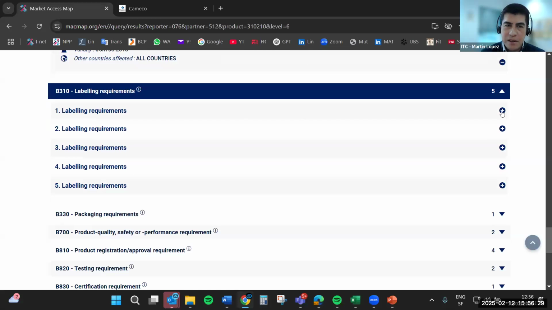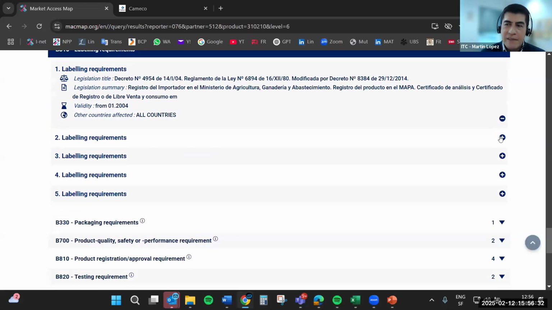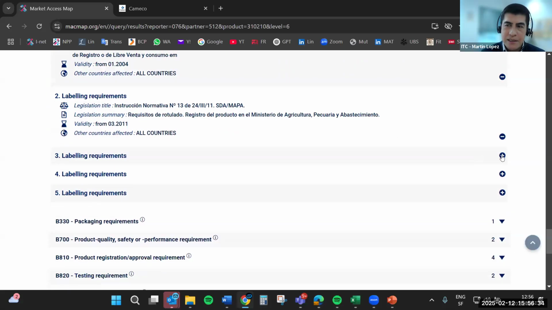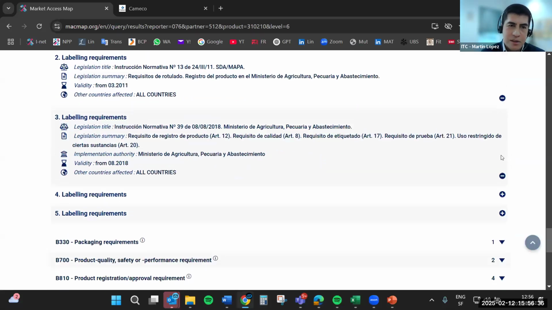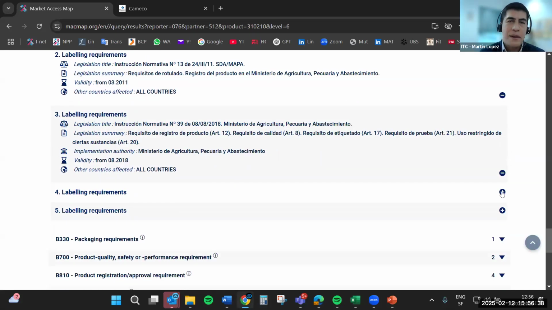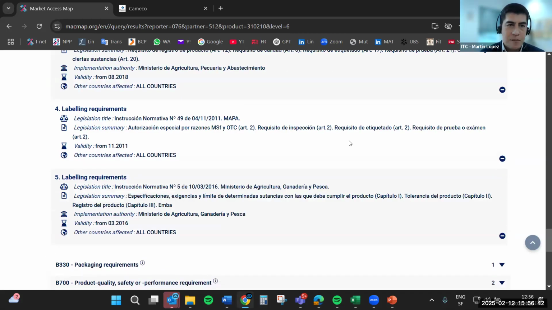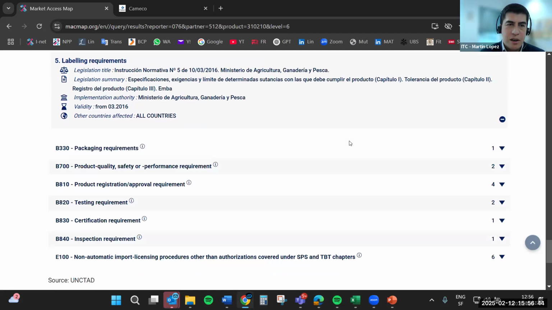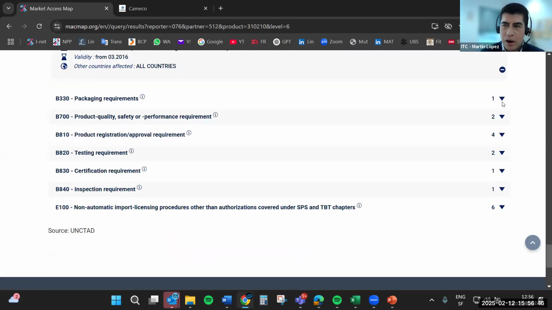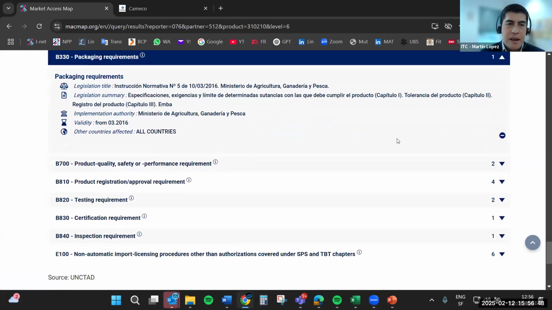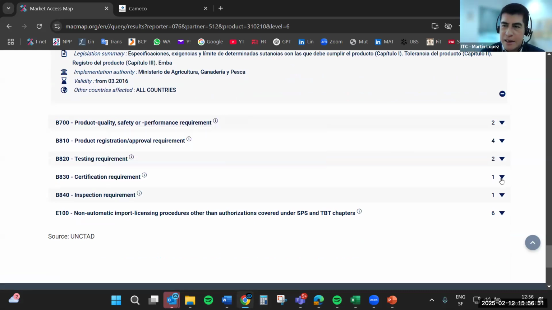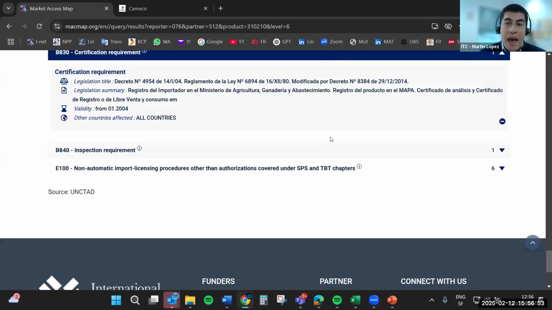For example, labeling requirements. There are 5 labeling requirements. This does not mean 5 labels, just 5 labeling requirements. Probably one label, a well-designed label for our packaging, would comply with those 5 requirements. Same thing with packaging, again, certification requirements.